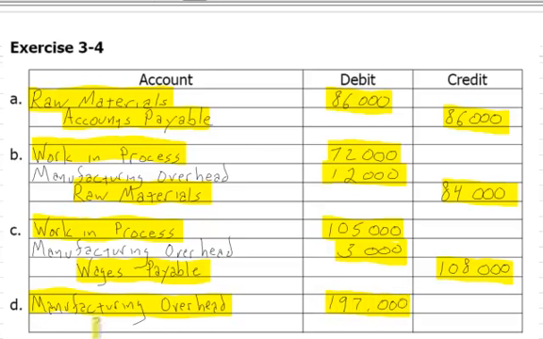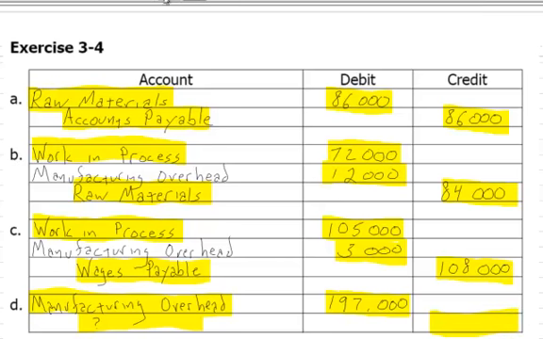Now the credit account could be a whole bunch of different accounts. It could be for accumulated depreciation on factory equipment. It could be a credit to prepaid insurance or possibly even prepaid rent for the factory. So those credits could go to various different accounts.